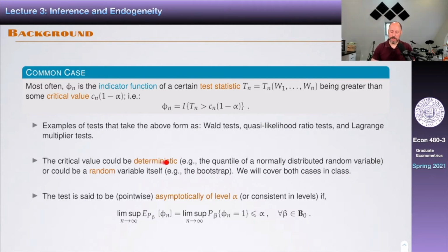I'm going to focus on the deterministic case, the case in which we're just going to get a fixed number, for example, the quantile of a normal. Then we say that the test is pointwise asymptotically level alpha, or sometimes called consistent in levels, if the limit of the expectation of this test function, in other words the limit of the probability that the test rejects, does not exceed alpha for any beta in the null hypothesis.